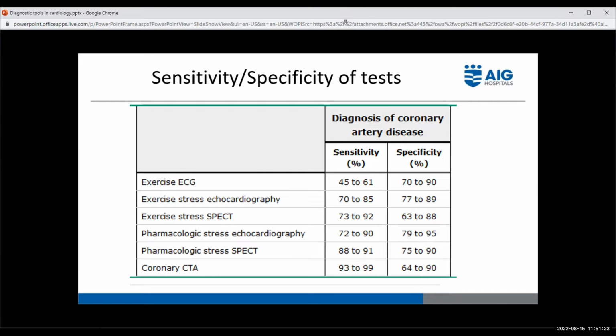The sensitivity is 45 to 61, and the specificity is around 70 to 90%. Exercise stress echo is 70 to 85 with 77 to 89% specificity. Exercise SPECT is around 73 to 92 with 63 to 88 specificity. Pharmacological stress echocardiography is 72 to 90 and 79 to 95. The pharmacological stress SPECT is 88 to 91 and 75 to 90, and coronary CT is 93 to 99 and 64 to 90. Cath angiography is the gold standard. It is 100% in both cases.